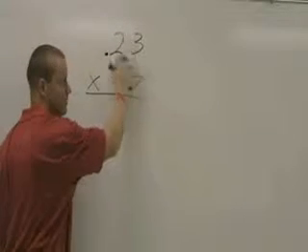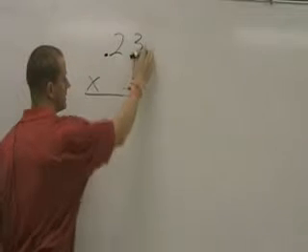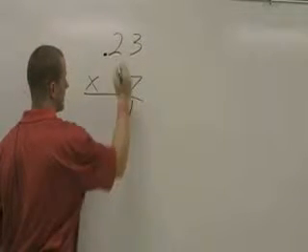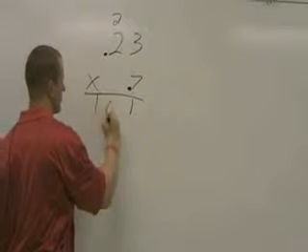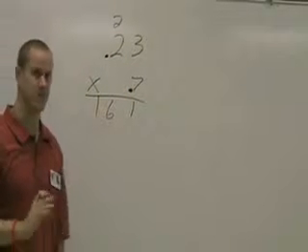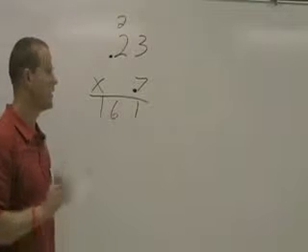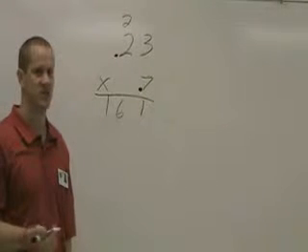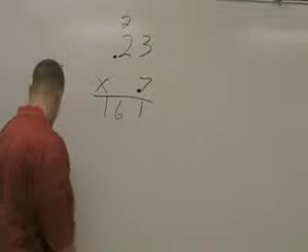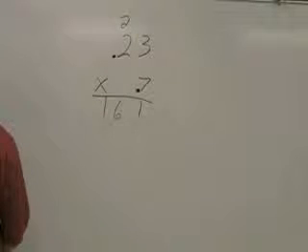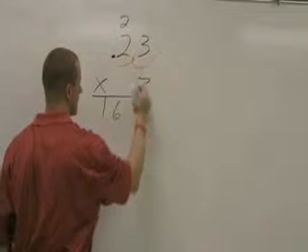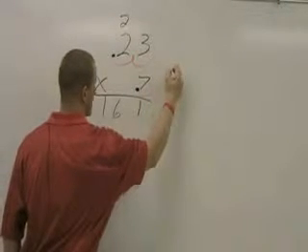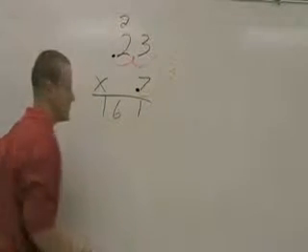7 times 3, you're going to multiply just as regular. 7 times 3 is 21, carry my 2. 2 times 7 is 14, plus 2 is 16. Now here's where multiplying decimals is a little bit different. You count your number of decimal places. Here's what I mean by count your number of decimal places. There's 1, 2 there, and then there's 1 here. So that's 3 total decimal places.